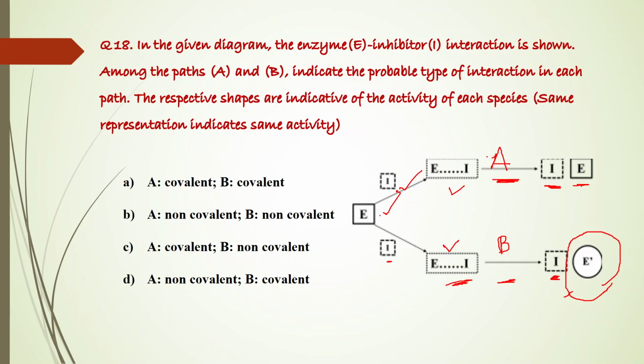But in case of pathway B, because there is a change in the shape and the catalytic activity, some conformational change has happened there, which is only possible if the inhibitor has reacted with or attached to the enzyme in a covalent manner. Some kind of reaction has happened via formation of covalent bonds which has altered the conformation of the enzyme. So the correct option should be option D. Pathway A was non-covalent and pathway B was covalent.